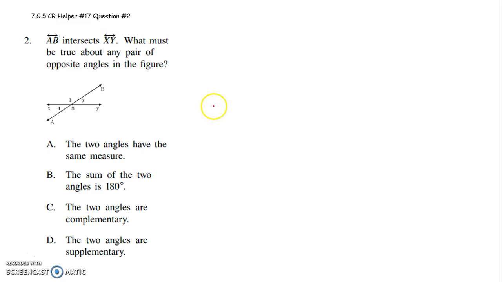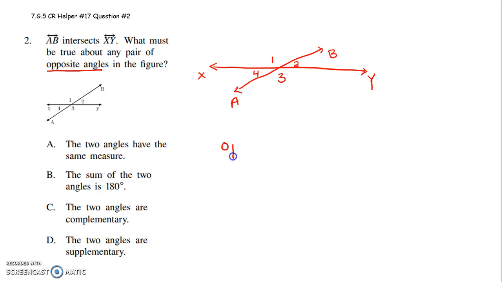Okay, so let's just go ahead and I'm going to redraw the picture over here. It might not be beautiful. So here's AB. That line intersects XY. That means they cross each other. Then we have some angles. We have 1 and 3. We have 2 and 4. So they're asking what must be true about opposite angles.